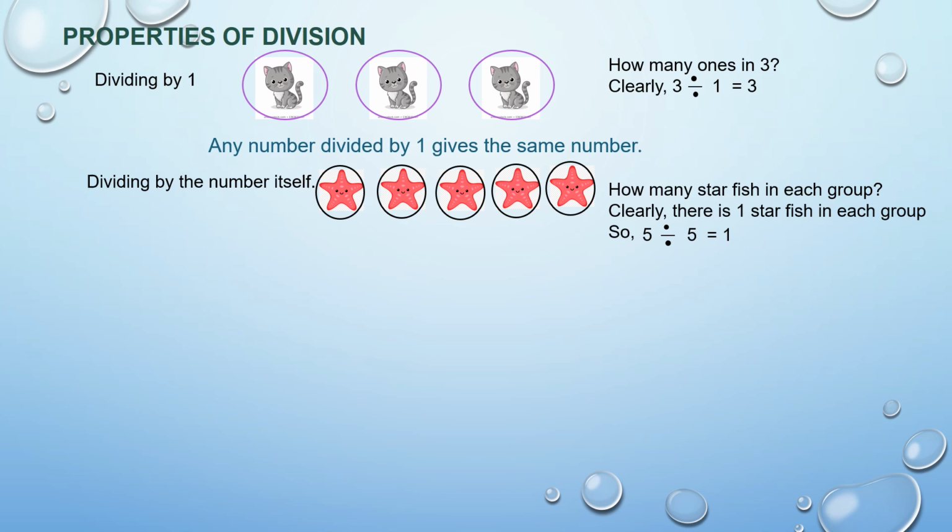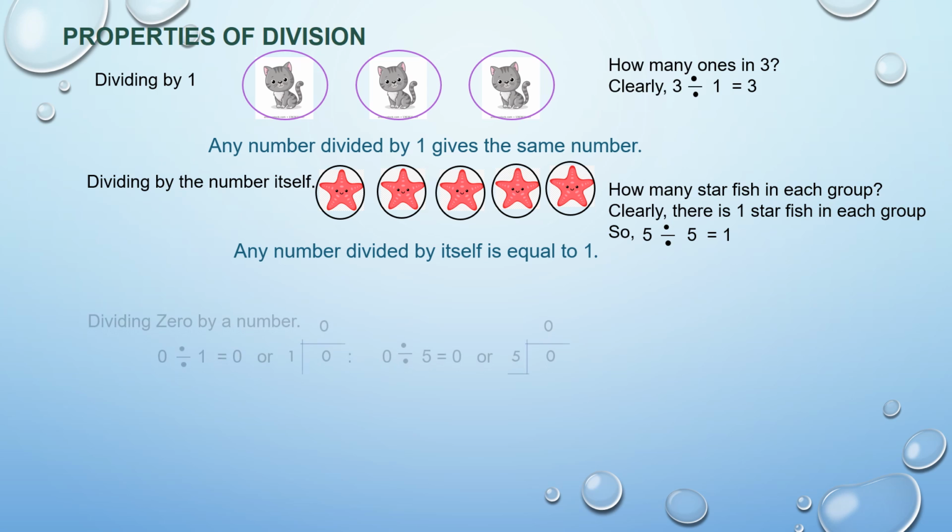Dividing by the number itself. Here you can see starfish in each group. So how many starfish in each group? We can say there is 1 starfish in each group. So 5 divided by 5 is equal to 1. The number is dividing by itself. So any number divided by itself is equal to 1. 5 divided by 5 is equal to 1. 10 divided by 10 is equal to 1. 22 divided by 22 is equal to 1.